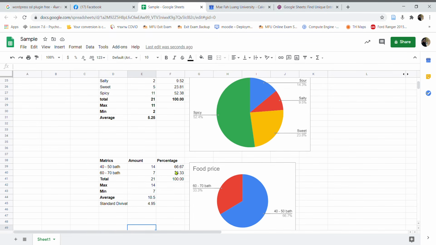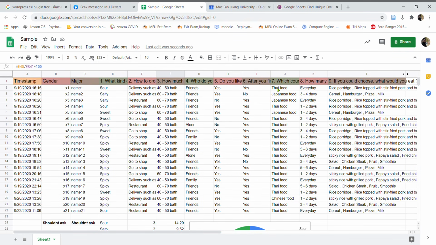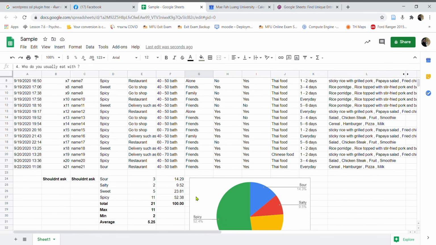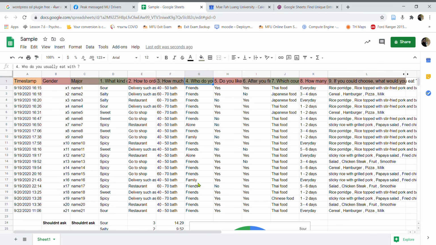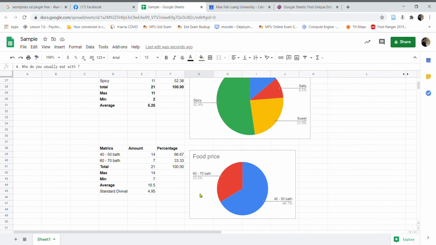So you can see that the majority, more than half, spend 40 to 50 baht a meal, and some spend over that, 60 to 70 baht a meal. There are also questions like who you usually eat with: friends, family, alone. So you can extract this and count them and then make a chart of them. That way we can do it.